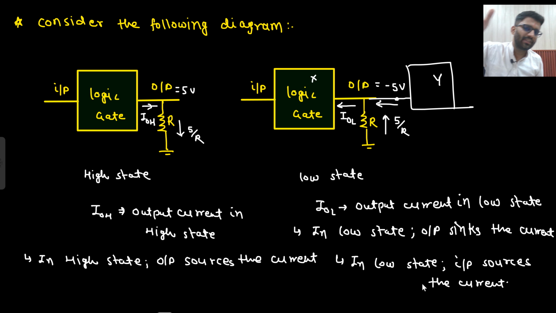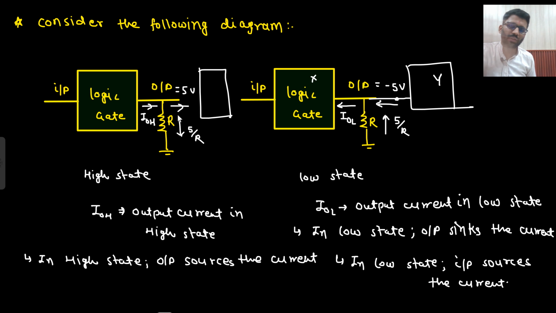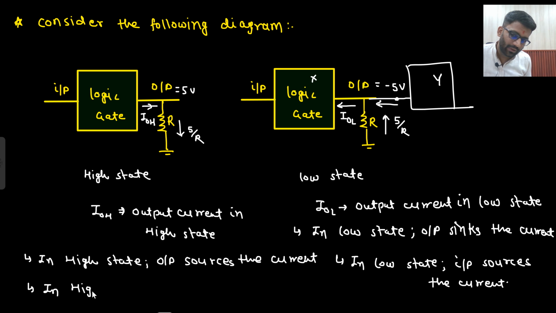If high state is there, that means it will drive the current. And here if I connect a logic gate, this driven current will be going into the logic gate. So if my input is high, that means I will sink the current. In high state, input sinks the current.